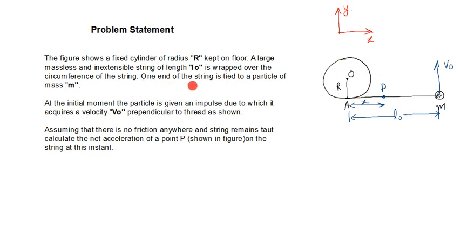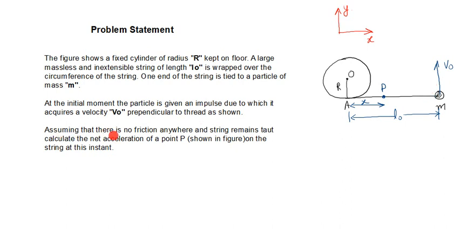One end of the string is tied to a particle of mass m. So basically the string is wrapped over this cylinder and the length of the unwrapped part is L0, and the end of the unwrapped part is attached to a particle of mass m. So this length is L0 and this particle's mass is m. At the initial moment, the particle is given an impulse due to which it acquires a velocity v0 perpendicular to the thread as shown. As you can see in this figure, at the initial moment, the particle is given an impulse due to which it acquires a velocity v0, and this v0 is perpendicular to the thread.